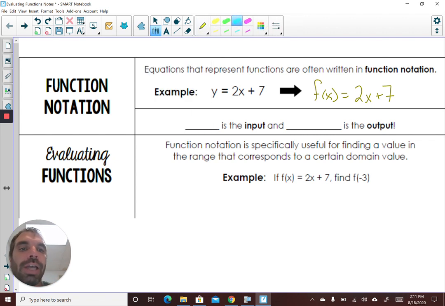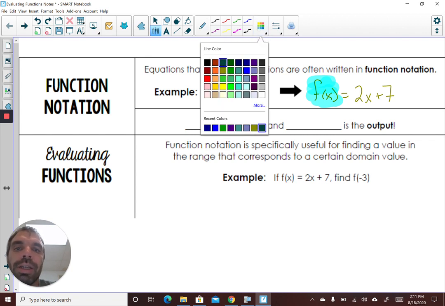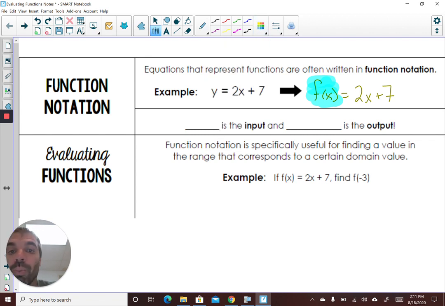Realize that it's not always f. Sometimes that f could be a g or an h or some other letter, but this is telling me this is a function of x, meaning I'm going to put some value in for x and it's going to give me out something else. The nice thing is function notation tells us what the input is, x is our input, and what the output is, f of x is the output. Input being my domain, output being my range, some words we learned last section.